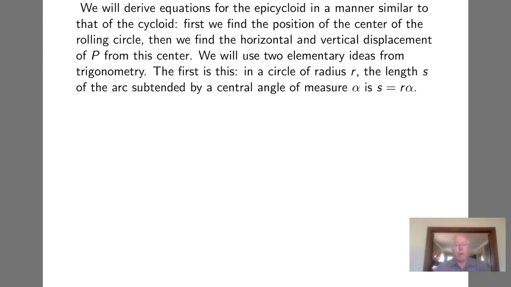So we'll derive the equation for the epicycloid in a manner similar to that of the cycloid. We'll first find the position of the center of the rolling circle. Then we'll find the horizontal and vertical displacement of P from this center. We're going to use two elementary facts from trigonometry. The first is this: in a circle of radius r, the length s of the arc subtended by a central angle of measure alpha is equal to r alpha.